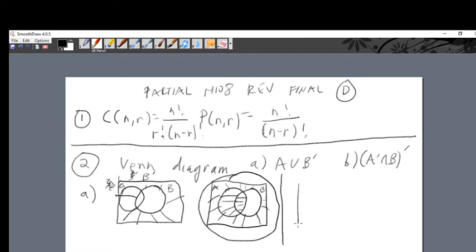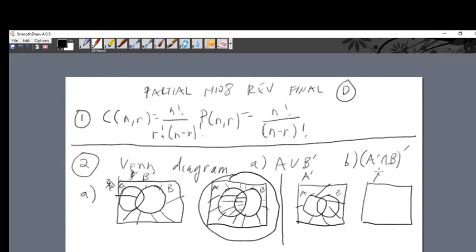Okay, now let's make a picture of A prime. A prime looks like this. Here's A, and here's B. A prime will be this. Okay. Now, what about B? A prime and B. You've got to be in A prime and B. Let's make a picture of our second picture, A prime and B. Okay. So you've got to be in both, right? So you've got to be in this picture and you've got to be in B.